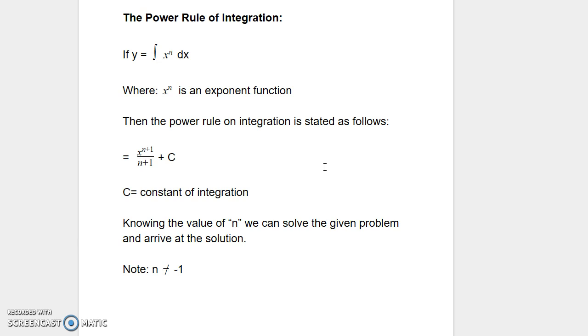In my next video presentation, we shall solve problems using the rules of integration.